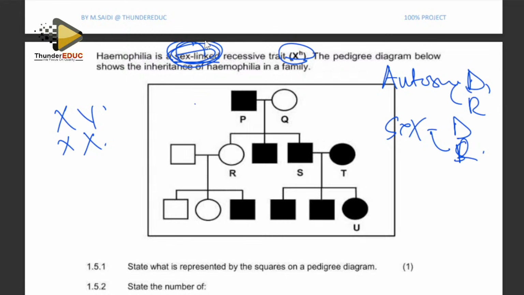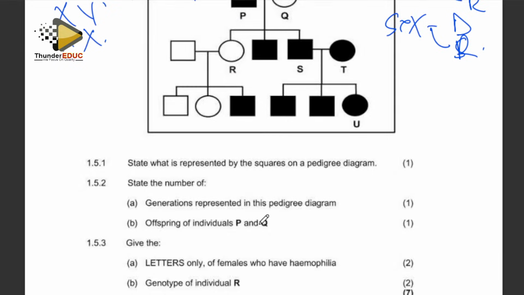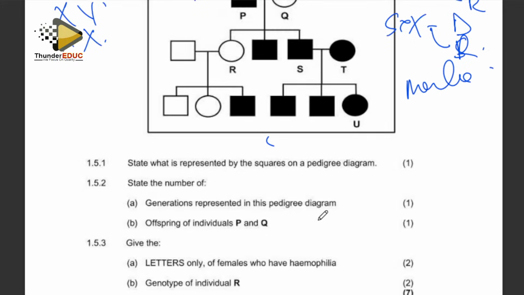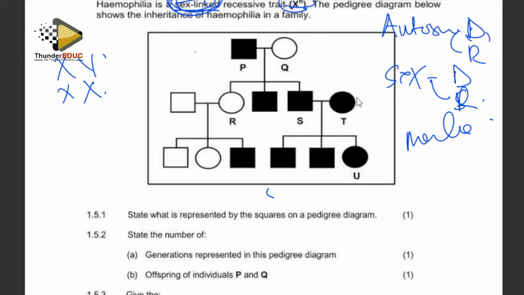All right, let's start. The first question here: what is represented by a square? Sometimes we don't give you a key. Even here we didn't give you a key. So the square is male. Whenever you see a square, it means a male. And a circle means a female. Anything which is a circle means a female. So we continue to the next question.